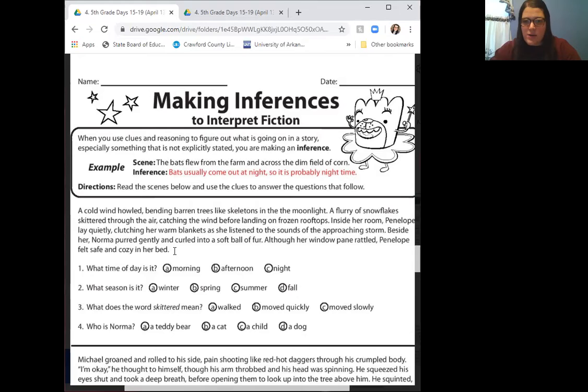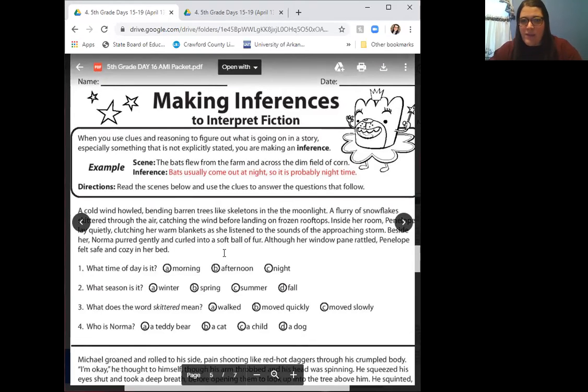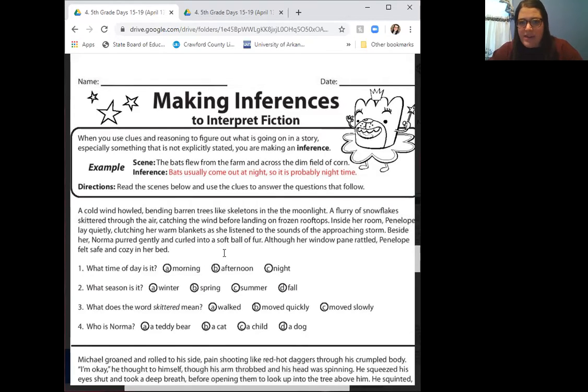So then it gives you this little paragraph right here. A cold wind howled, bending barren trees like skeletons in the moonlight. A flurry of snowflakes skittered through the air, catching the wind before landing on frozen rooftops. Inside her room, Penelope lay quietly, clutching her warm blankets as she listened to the sounds of the approaching storm. Beside her, Norma purred gently and curled into a soft ball of fur. Although her window pane rattled, Penelope felt safe and cozy in her bed. So that was your little scene, and then it asks you these 4 questions.